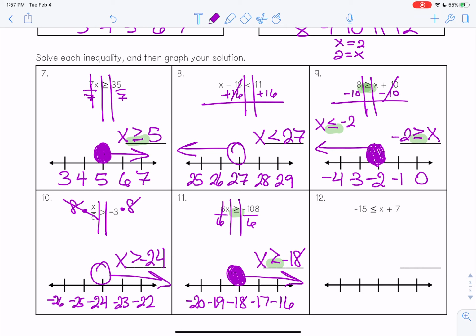Now for 12, draw my river. The opposite of +7 would be to subtract 7. These cancel out, and I get -22.